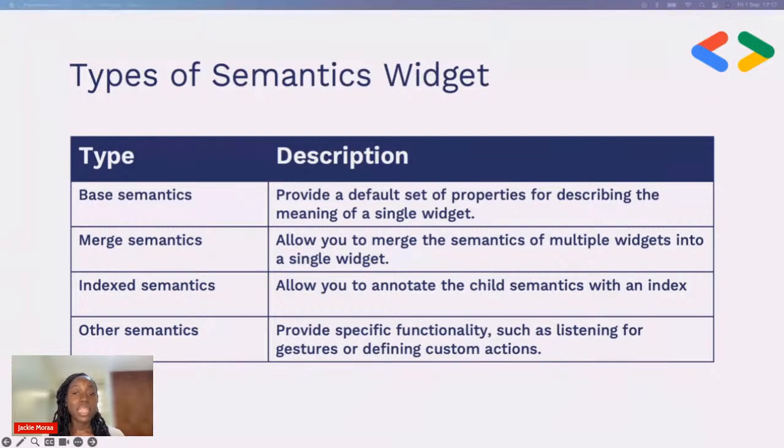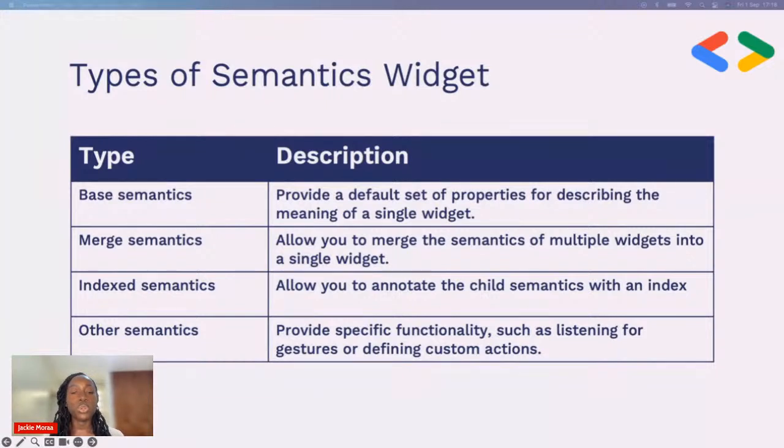Then we have MergeSemantics. MergeSemantics is a widget that merges the semantics of its descendants. Everything in Flutter is a widget. So let's say that you have a text label and a checkbox on the side, and these two are related. When you tap on the checkbox, the label on the side is related to that checkbox. So with MergeSemantics, you can merge the semantics of this checkbox and the text label so that they are read together.